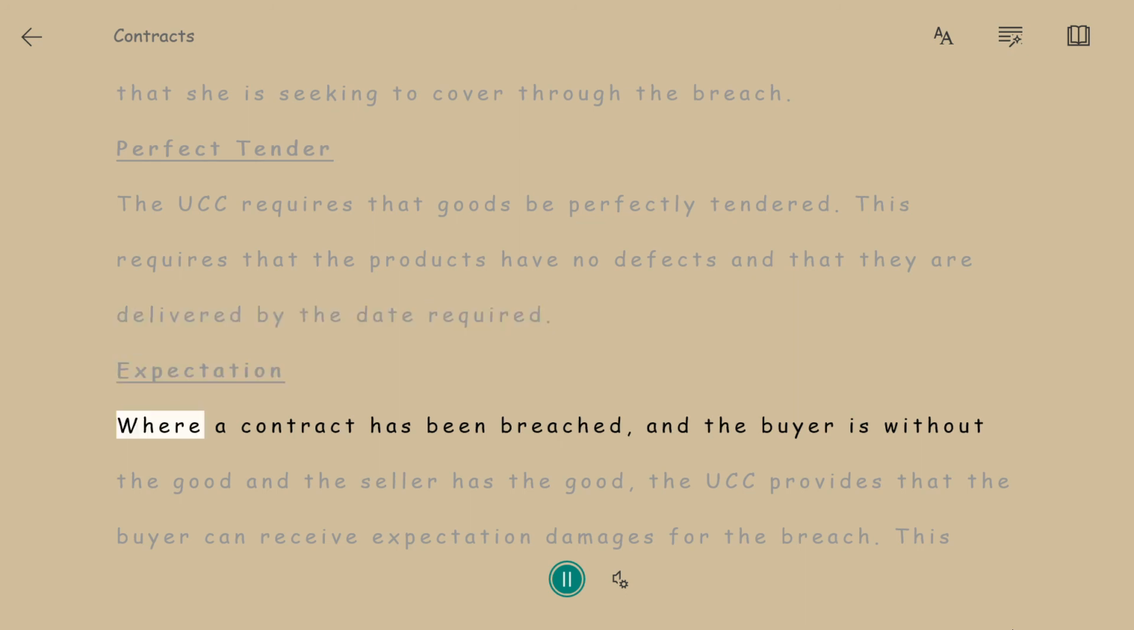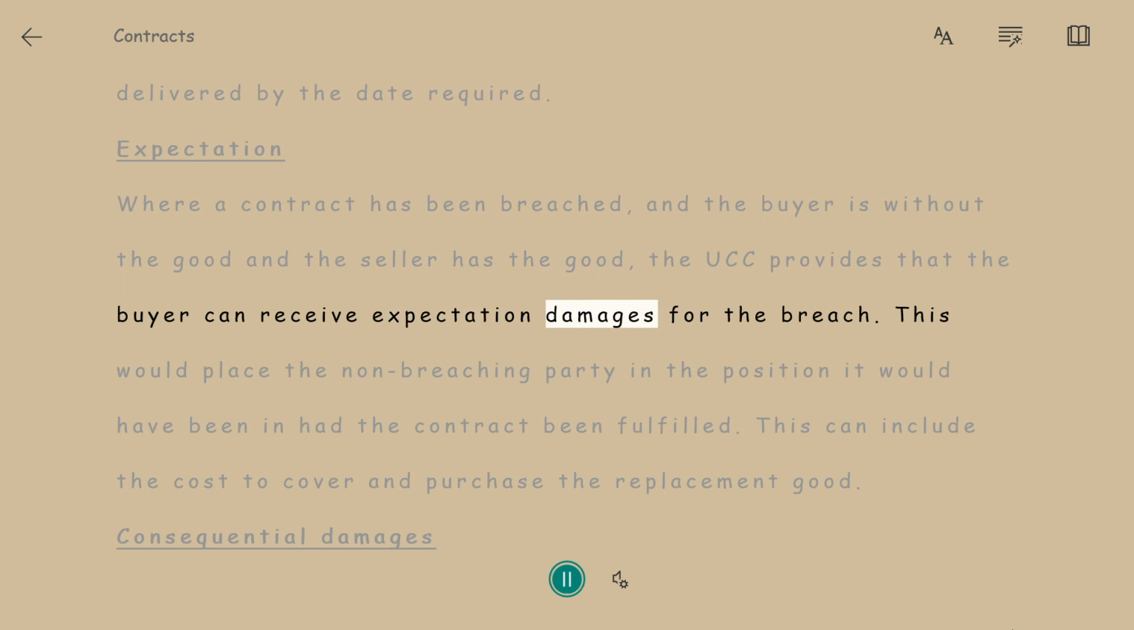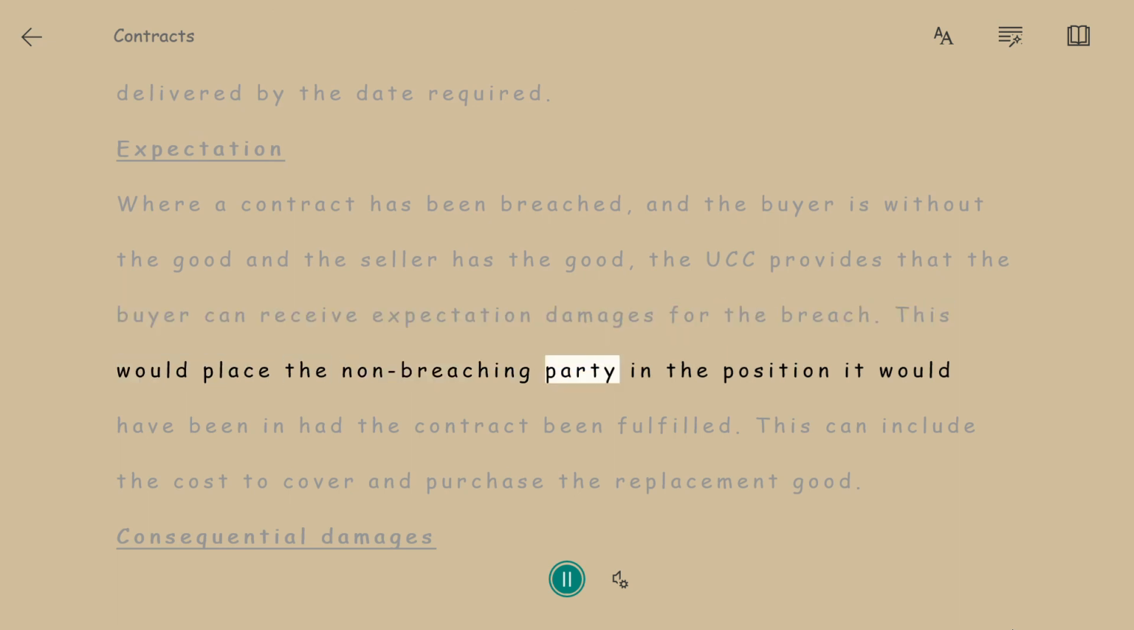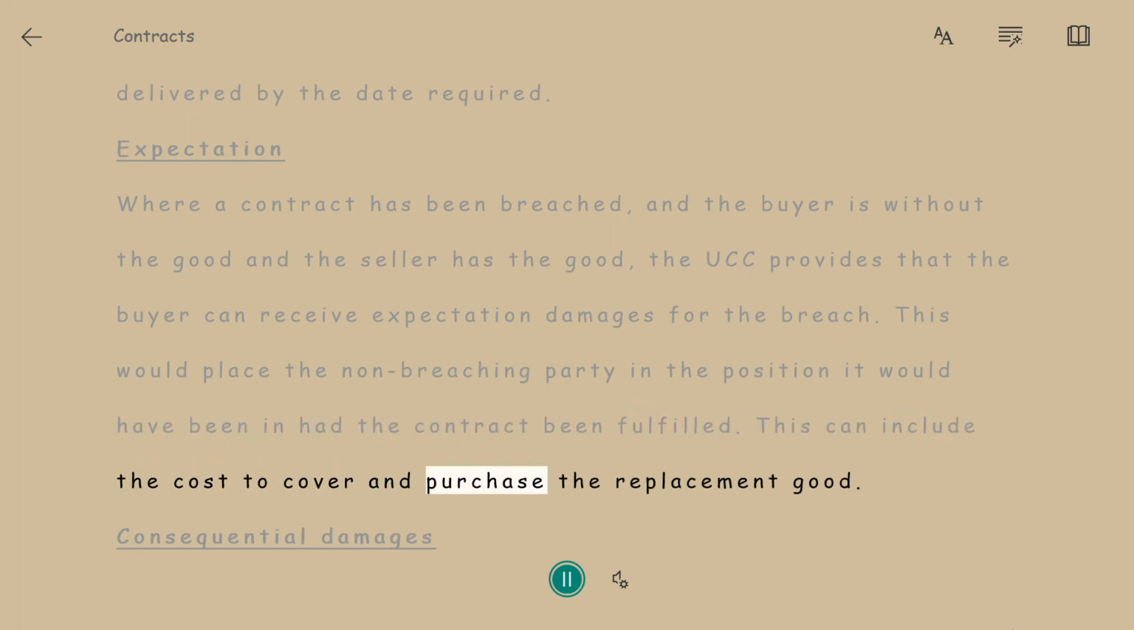Expectation. Where a contract has been breached and the buyer is without the good and the seller has the good, the UCC provides that the buyer can receive expectation damages for the breach. This would place the non-breaching party in the position it would have been in had the contract been fulfilled. This can include the cost to cover and purchase the replacement good.